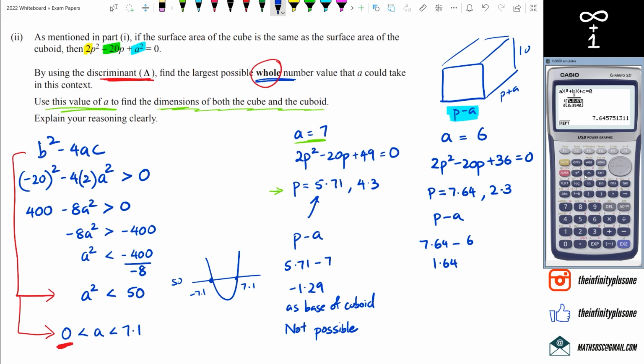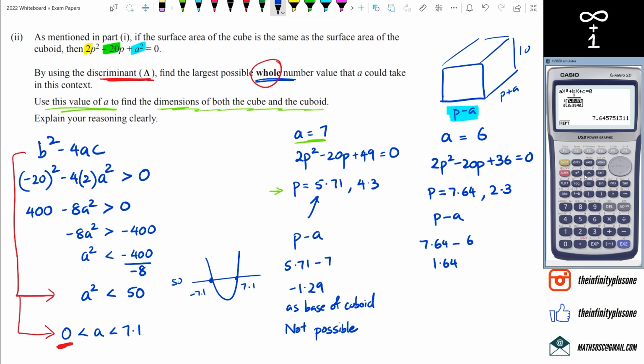Now you might be wondering, why can't we do 2.35? Remember, we're always looking for the largest value of p, because if the largest value works, then we don't really care about the smaller one, because we know that cuboids could be turned 90 degrees this way. We're looking for the largest p-value, and if that works, then a equals 6 would work. So we've got p minus a equals 1.64 as one of the sides.